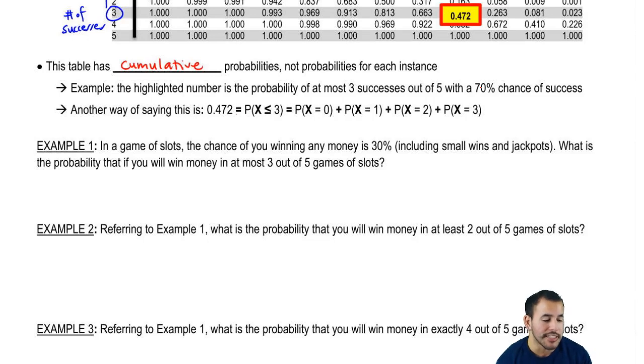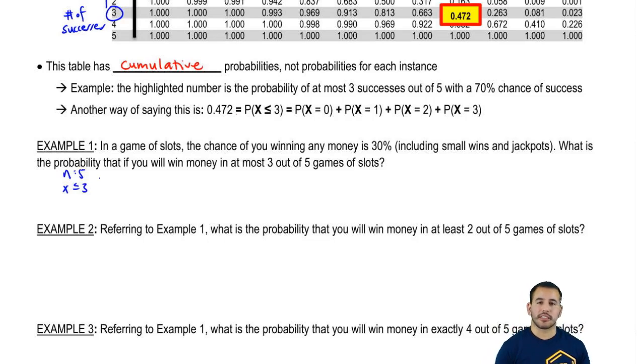In a game of slots, the chance of you winning any money is 30%, including small wins and jackpots. What is the probability that you win money in at most 3 out of 5 games of slots? So we have 5 games of slots, so what does that 5 represent? That means our N is 5. How many successes am I interested in? At most 3, right? So I want at most 3, aka 3 or anything less.